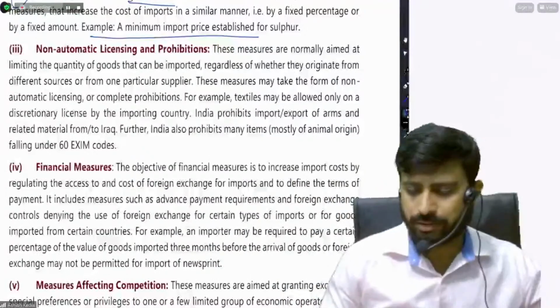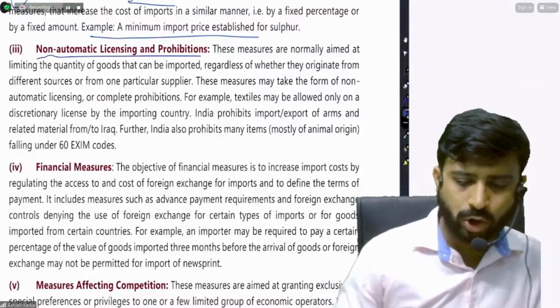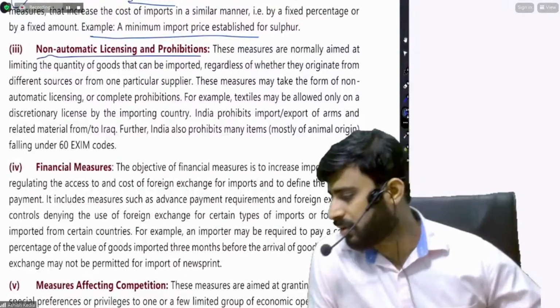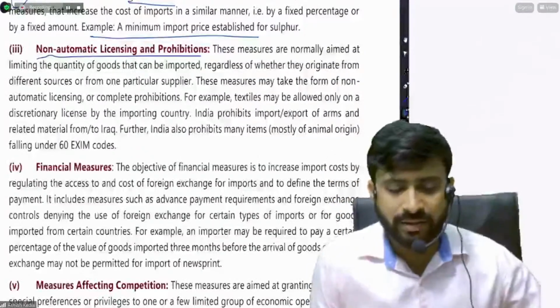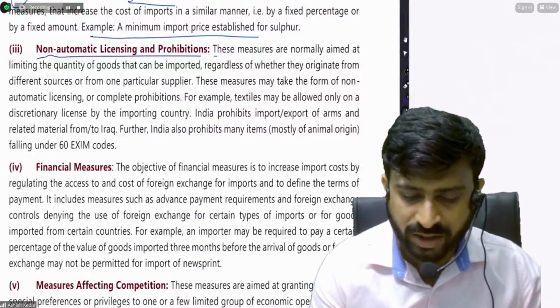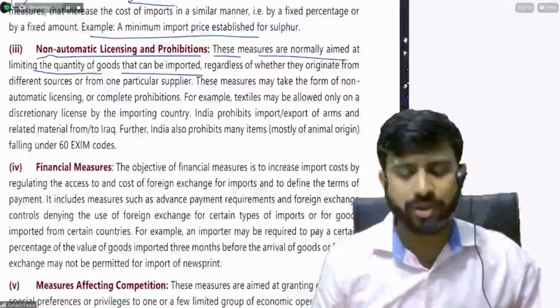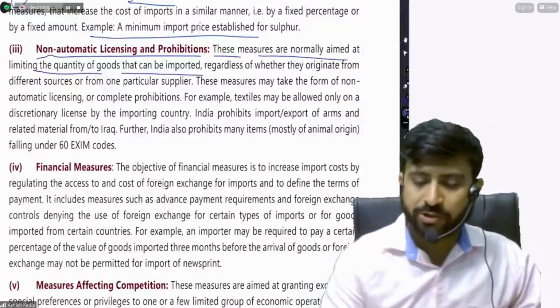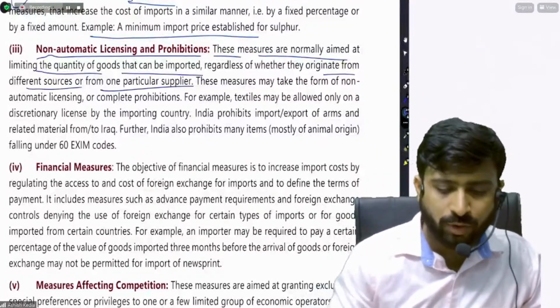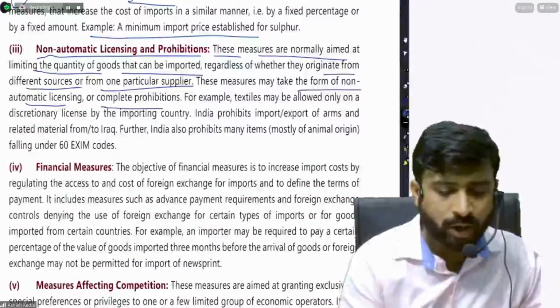Next is non-automatic licensing and prohibitions. So what are these measures? These measures are normally aimed at limiting the quantity of goods that can be imported, regardless of whether they originate from different sources or from one particular supplier. These measures may be taken in the form of non-automatic licensing or complete prohibition.